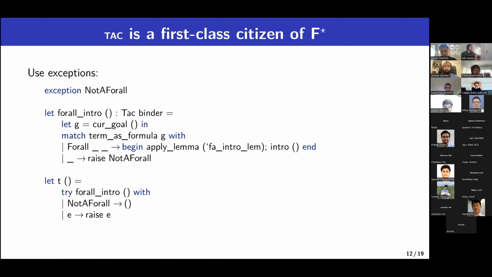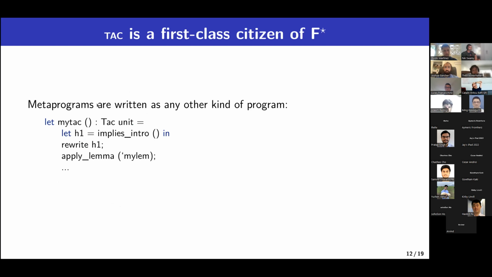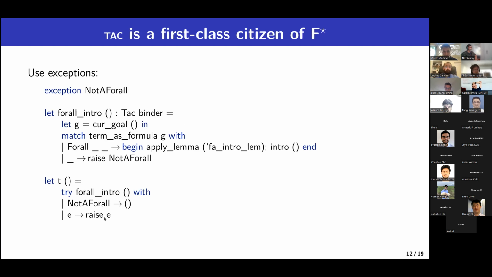You can also use exceptions, and in this case, you can define exceptions just as you do for the Exn effect. You define an exception like this, and then you use raise and try with, right? And here are some ways of inspecting the goal that I'll show you a bit in a while, but this is the way you get your hands on the current goal. You can call cur_goal, and you get a term representing what it is you need to prove at this point. And so your meta program can decide what to do.